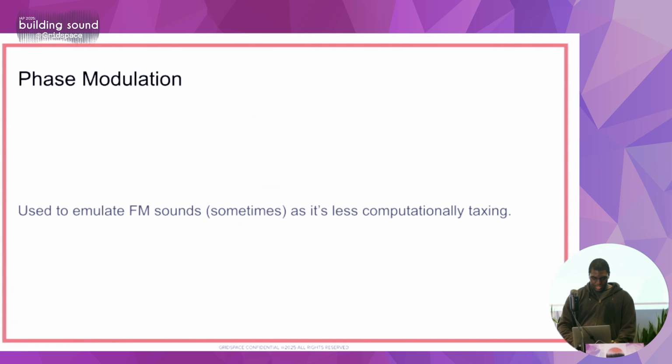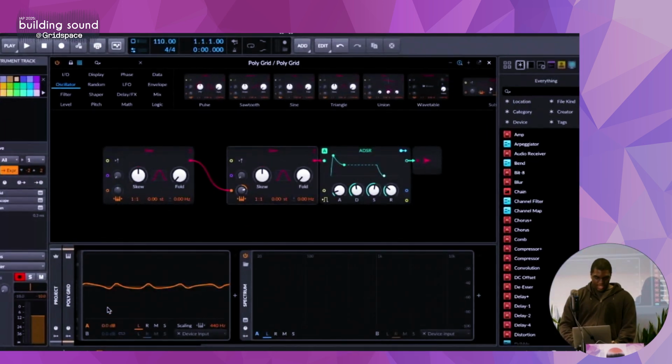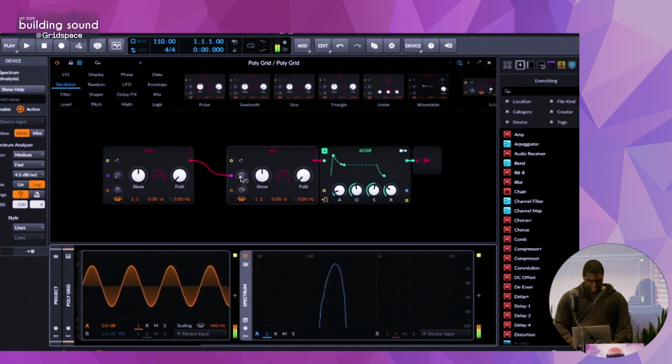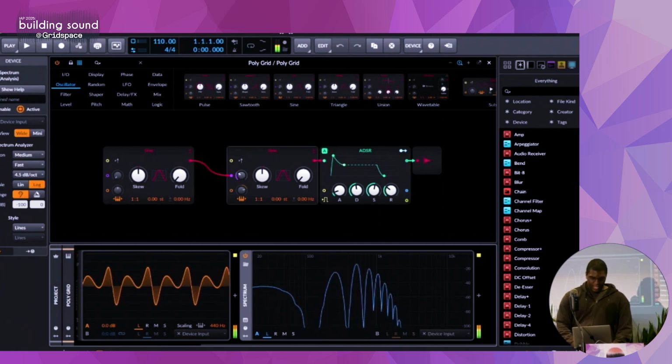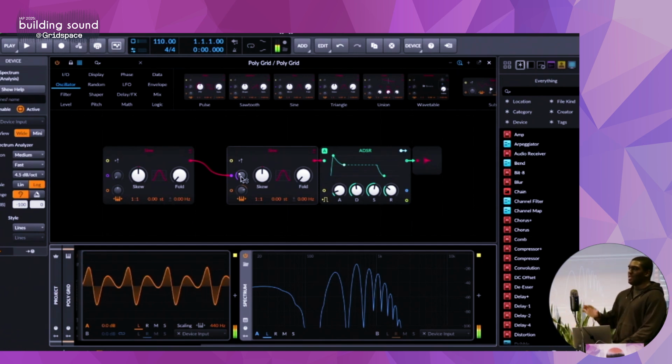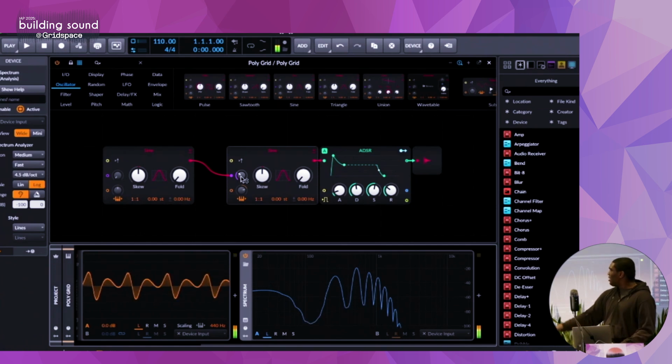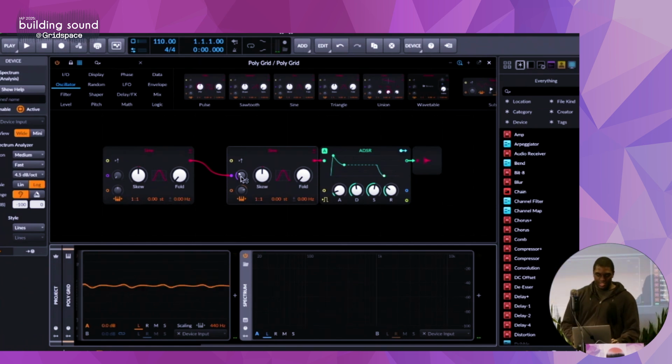So just to show that, I'll go back and show that real quickly. And we get kind of the same sounds as we did when I was doing linear frequency modulation earlier, but this is phase modulation.